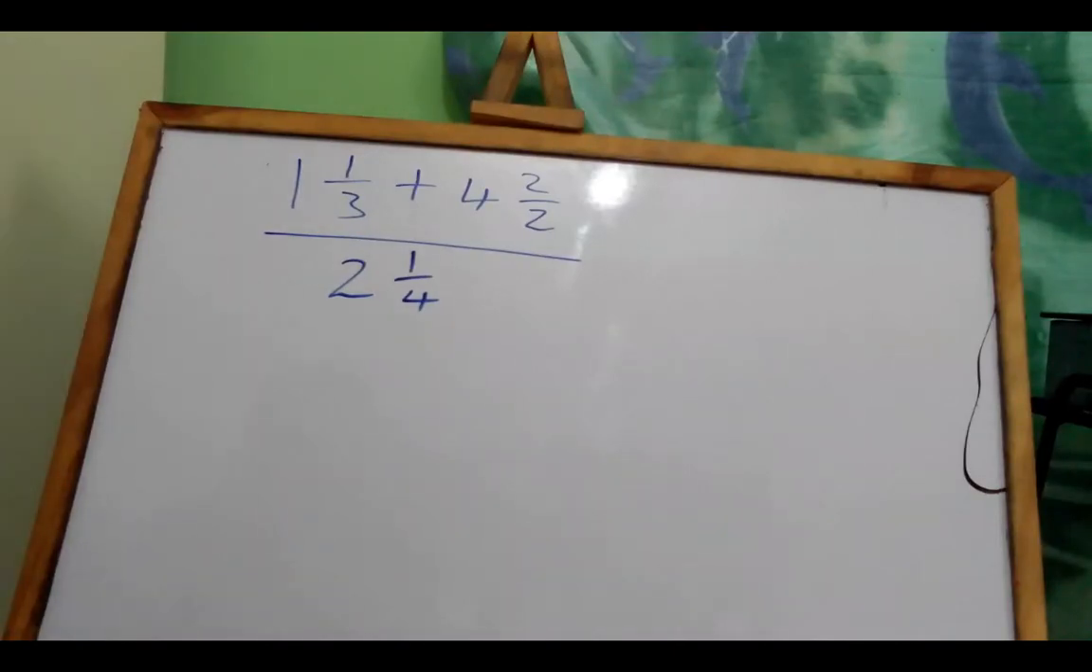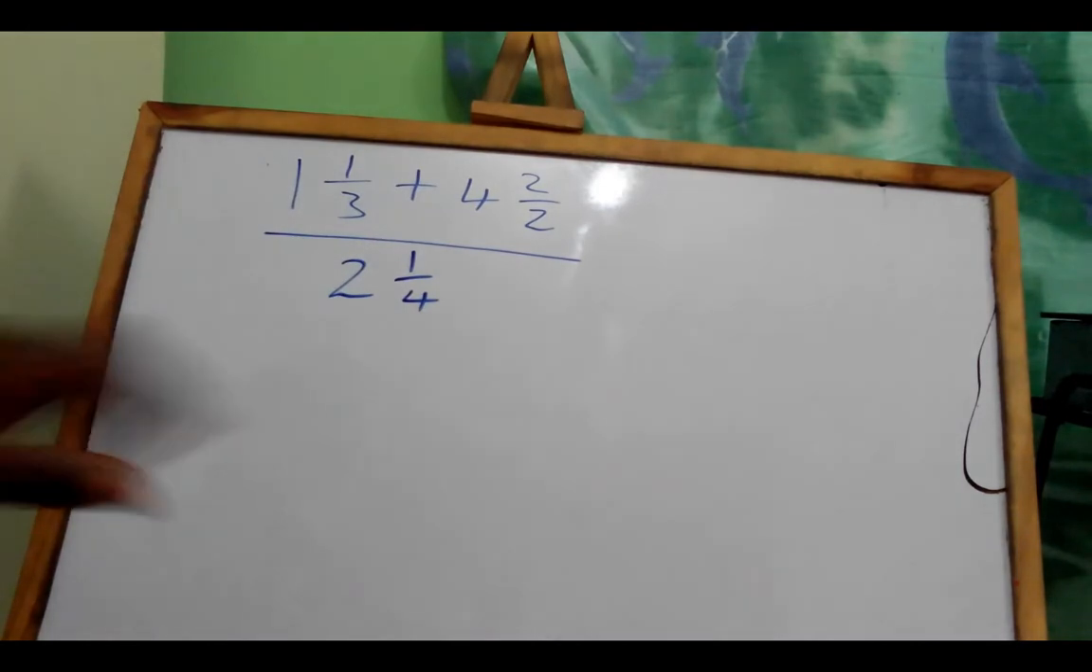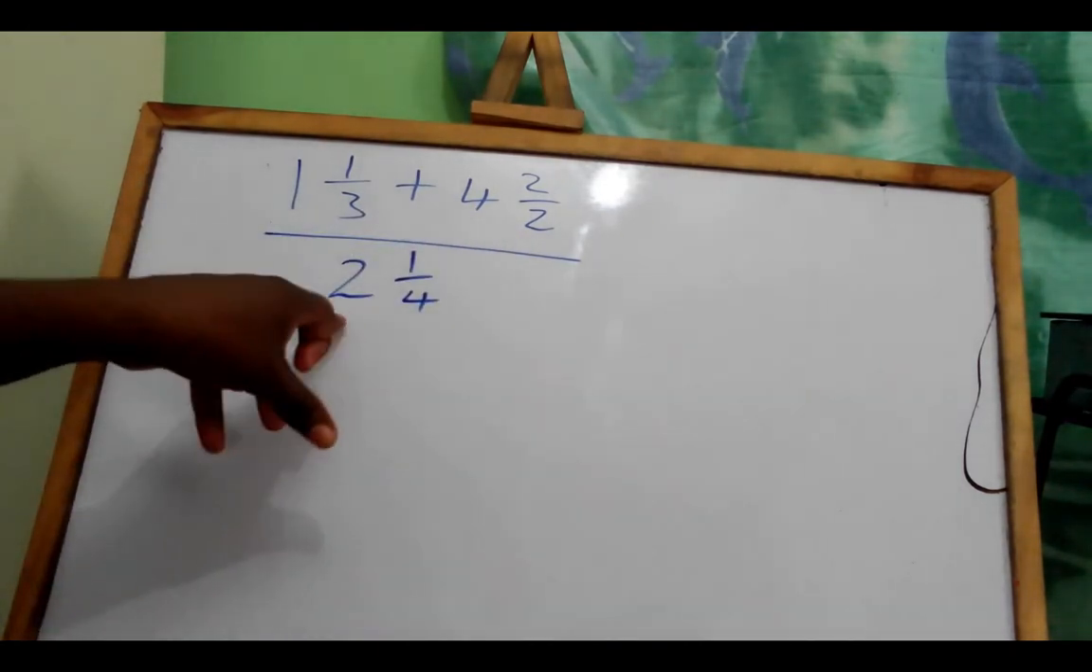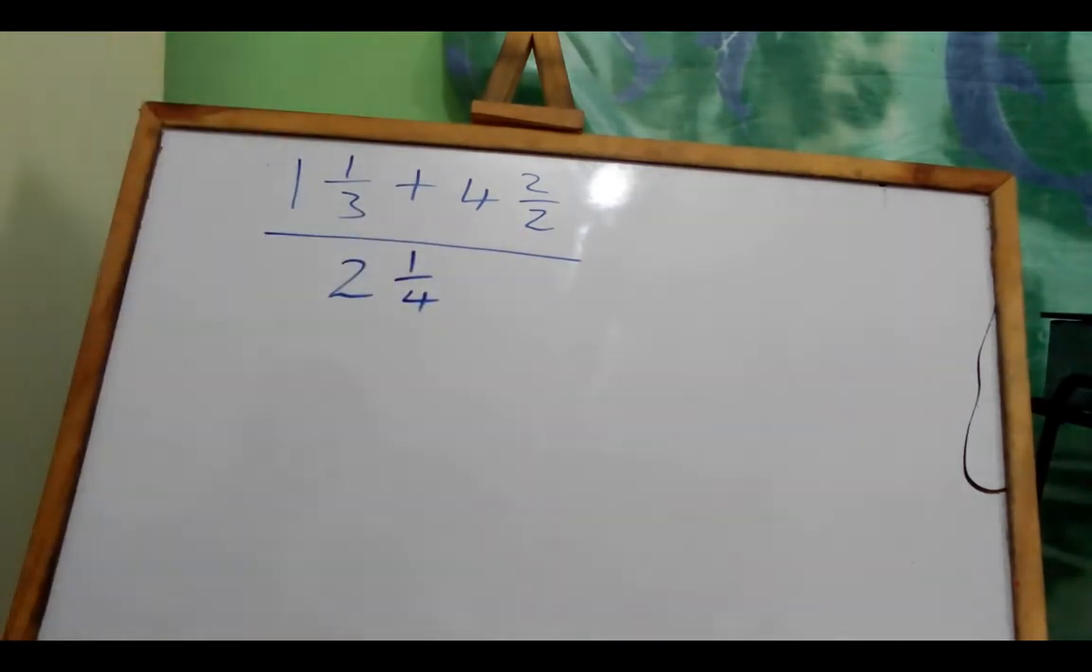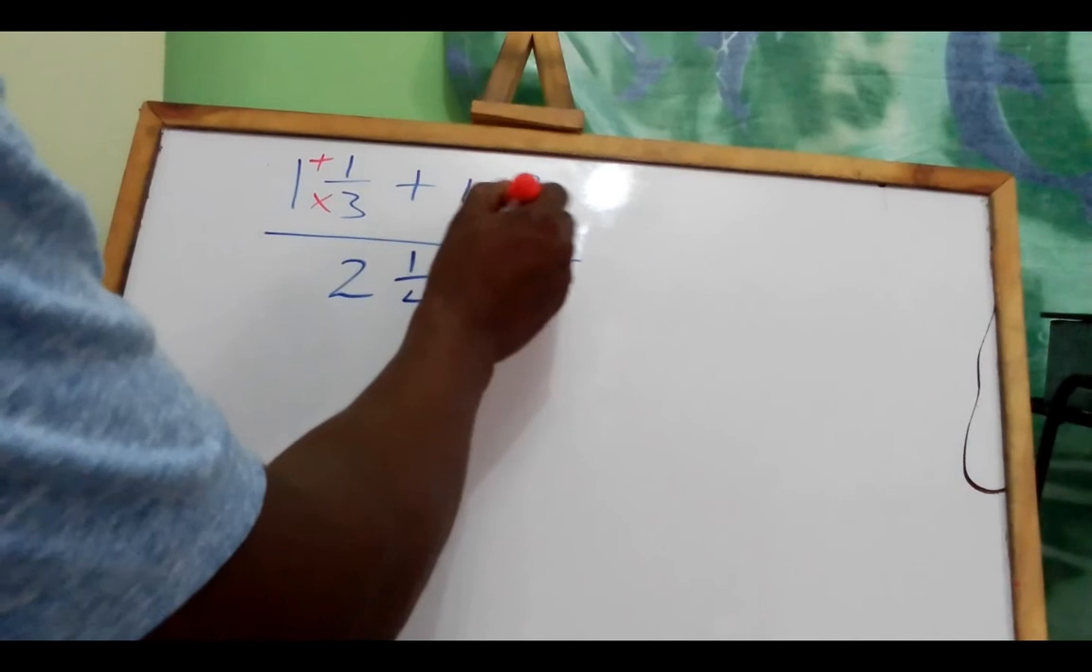Let us do another example. Here we have some mixed fractions. We have 1 over 3 plus 4 and 2 over 2, all over 2 and 1 over 4. Let us calculate. First thing we need to do is to convert these mixed fractions into improper fractions. So I'm going to do the conversion.